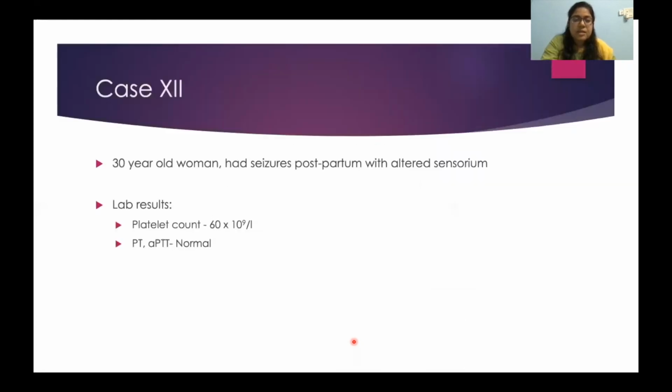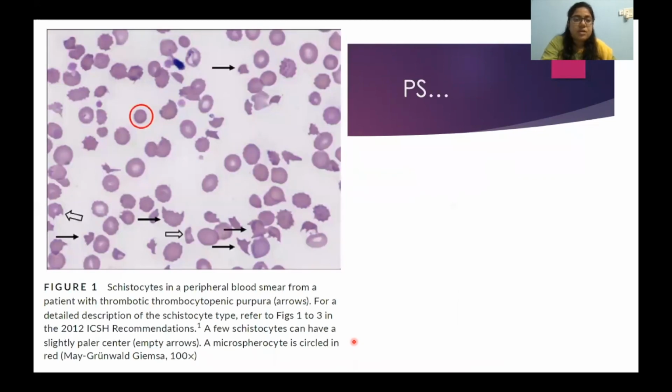Okay, now next you have a 30-year-old woman. She had seizures postpartum and she presented to you with altered sensorium. Lab reports said that the platelet count was low, but PT-APTT was normal. So what to do? Obviously, peripheral smear examination. So the peripheral smear shows an increased number of schistocytes.